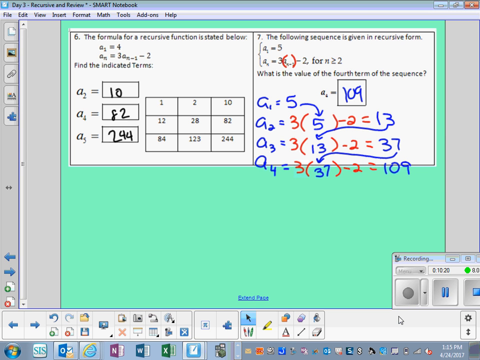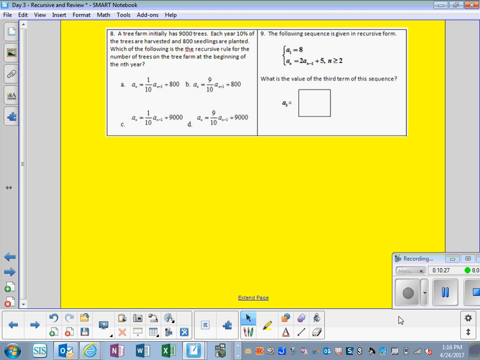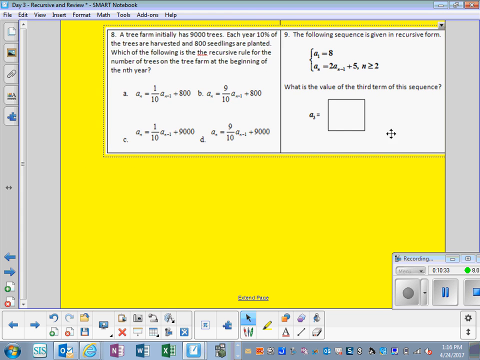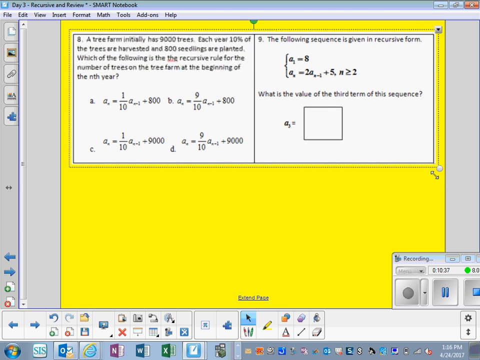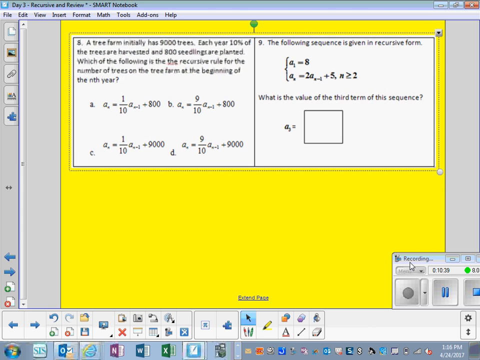Okay, so are there any other recursive ones on this page? Okay, so do me a favor, do number 9. We can look at 8. I already did number 9. Oh, you already did number 9? Yeah, and number 8.